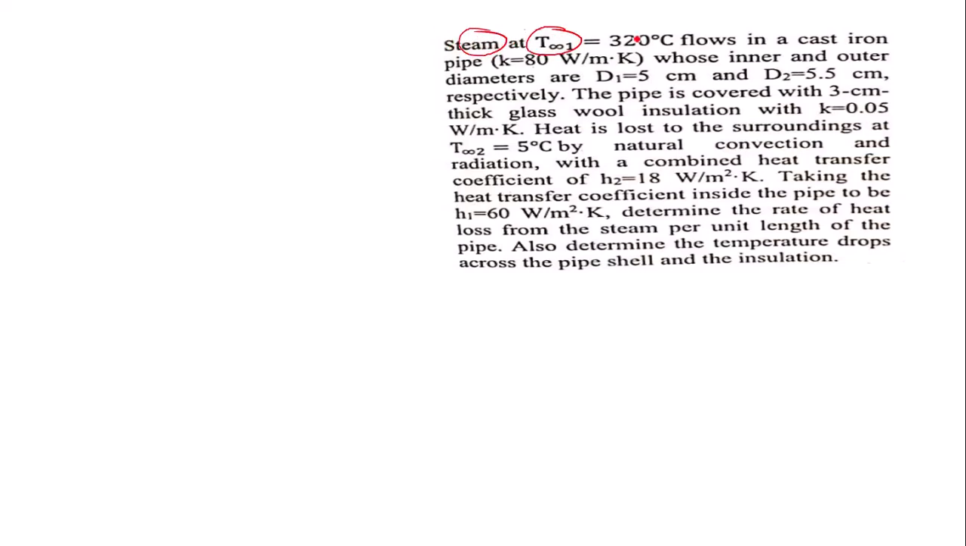Steam temperature T infinity is given first, and also the pipe thermal conductivity. The inner and outer diameters have been given, and the pipe is covered with a very crucial part: a 3 cm thick glass wool insulator. The insulation thermal conductivity is given, and the surrounding temperature T infinity is 5 degrees Celsius. The heat transfer coefficients are also given, and we have to determine the rate of heat.